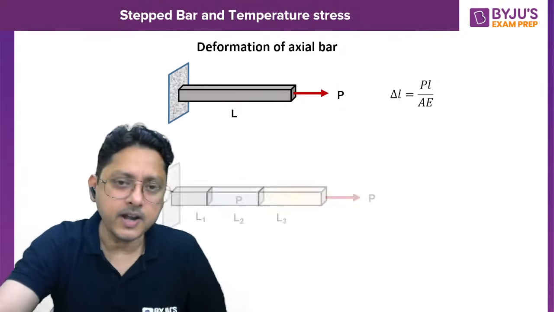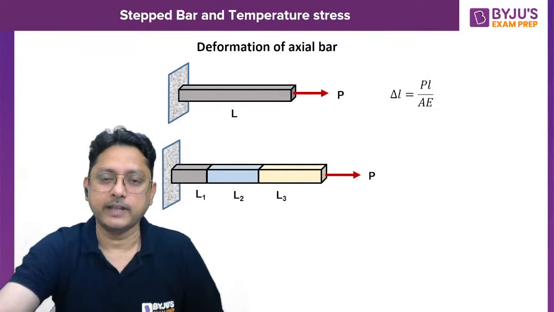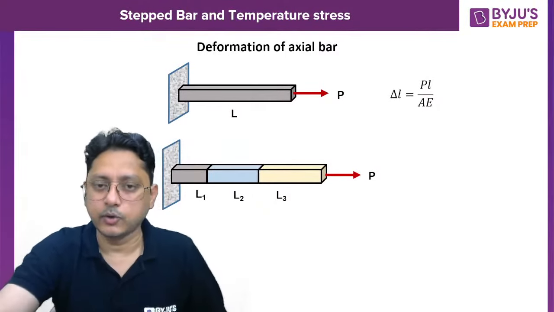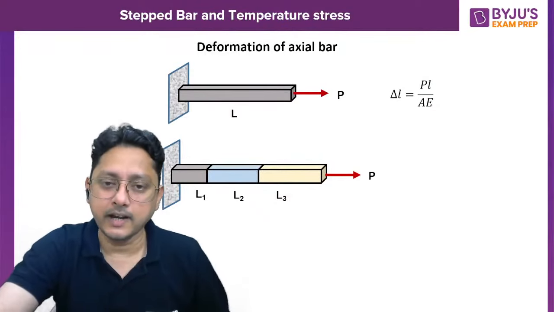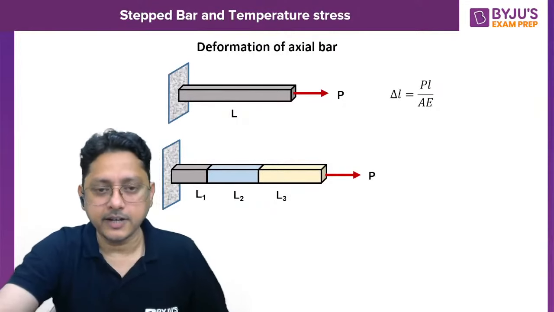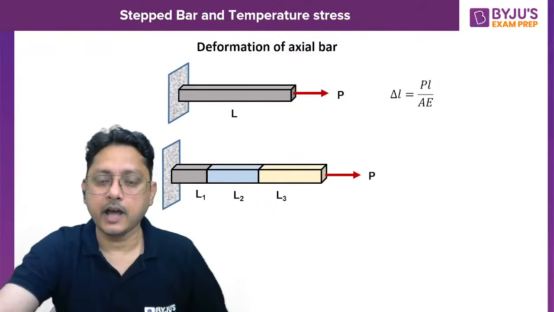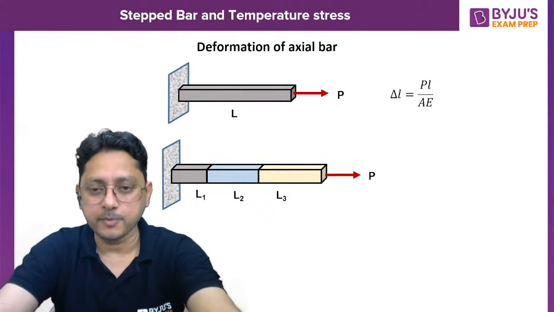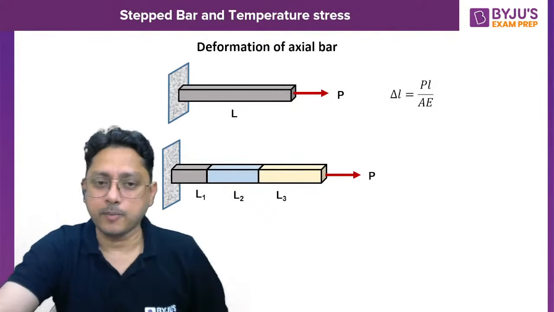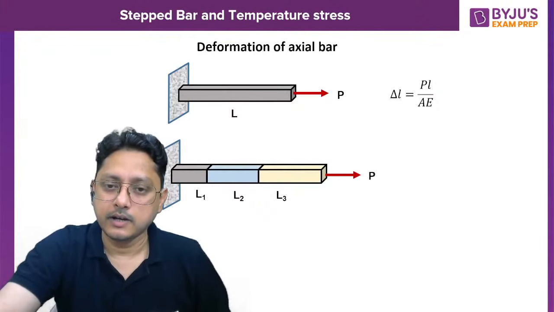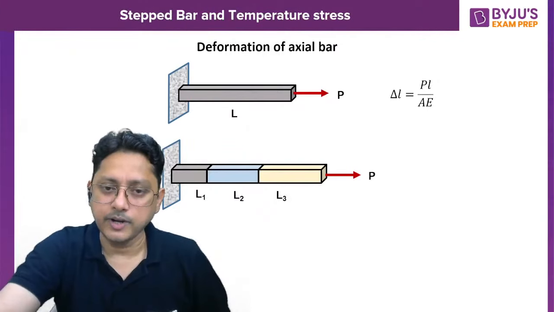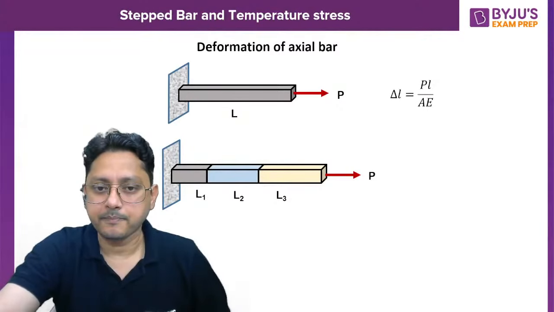Now, if you have bars of different lengths connected together, what will happen? If I ask you what is the final deformation of the structure, with all three bars connected with each other, what is the total deformation? You all know that we calculate the individual deformations based on our method of superposition, and then we add them up, right?